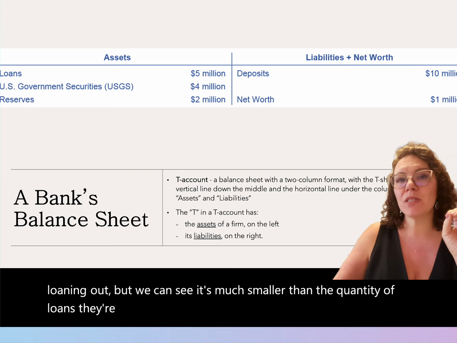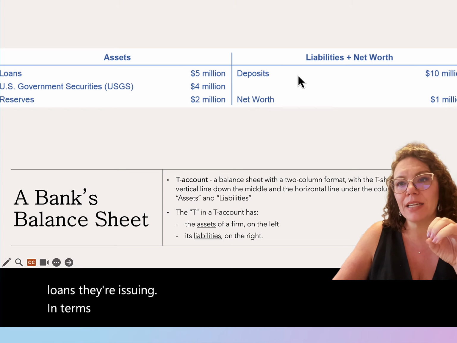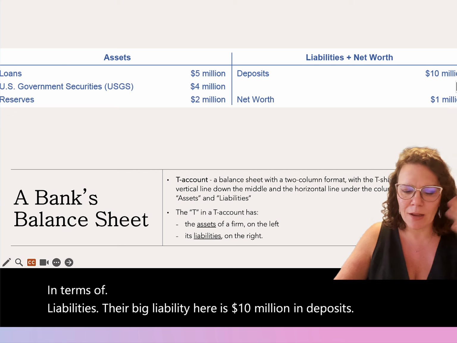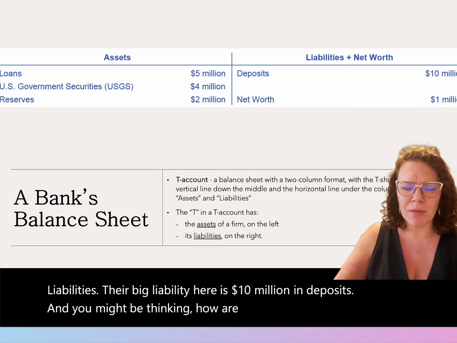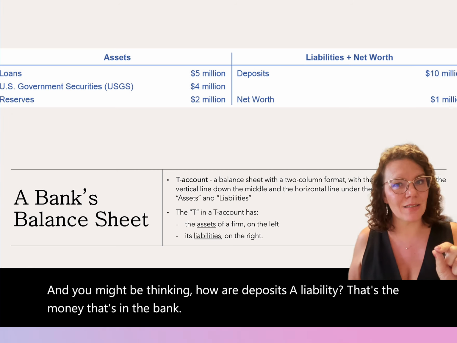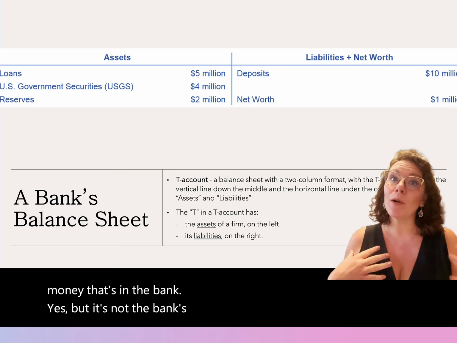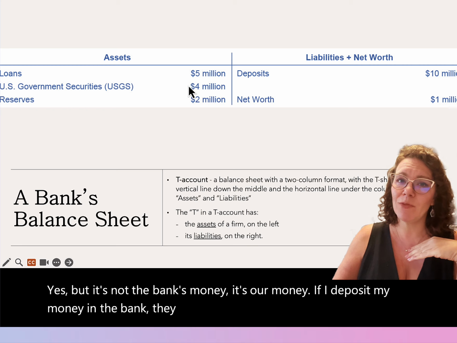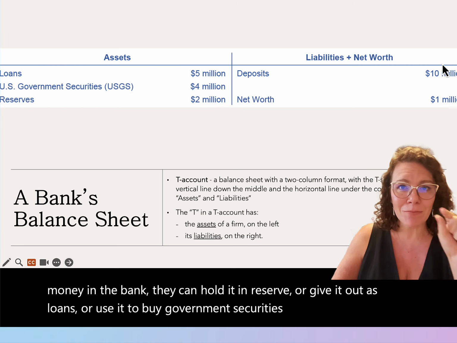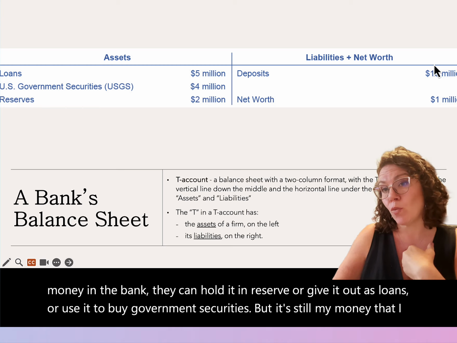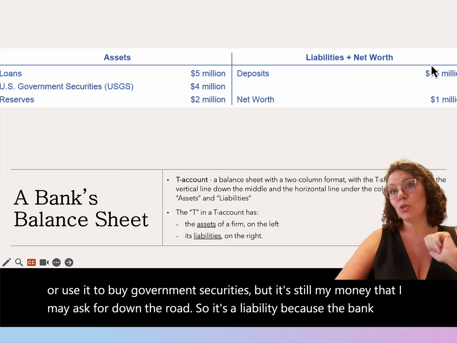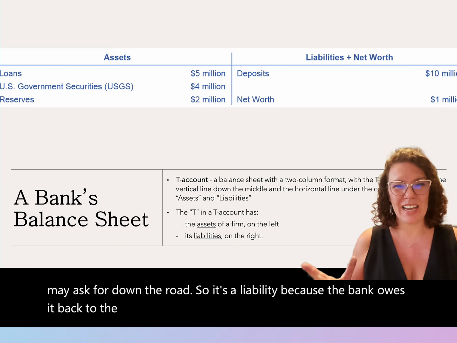In terms of liabilities, their big liability here is $10 million in deposits. And you might be thinking, how are deposits a liability? That's the money that's in the bank. Yes, but it's not the bank's money, it's our money. If I deposit my money in the bank, they can hold it in reserve or give it out as loans or use it to buy government securities, but it's still my money that I may ask for down the road. So it's a liability because the bank owes it back to the saver. Does that kind of make sense?